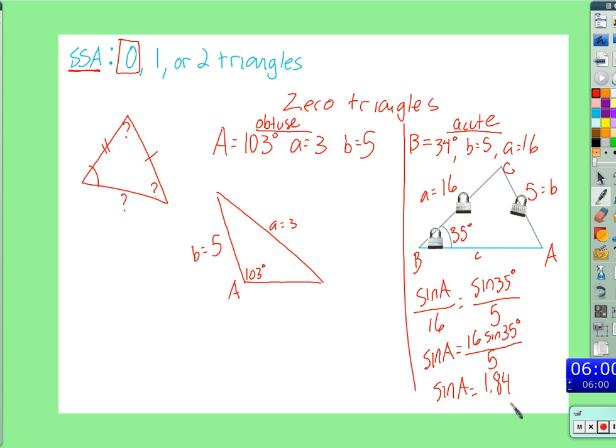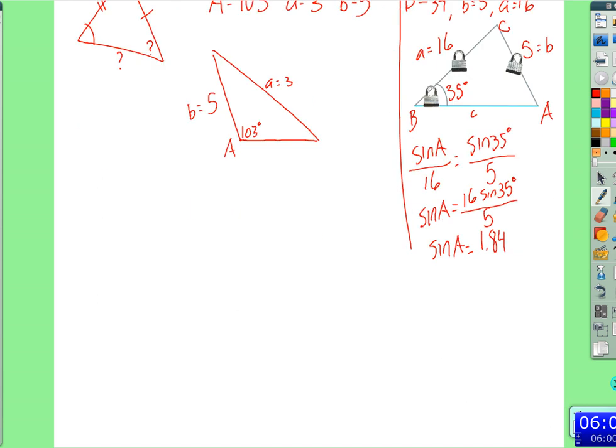Does anybody see anything fishy? Too big, what do you mean by that? The biggest sine possible is 1. You can look on your unit circle and see that. Up here at the top at 90 degrees, the biggest sine you'll ever find, 1. And all other sines are smaller than that. But this says that the sine of the angle we're looking for is a sine of 1.85, which is impossible. Right there, we should notice that that's too big.